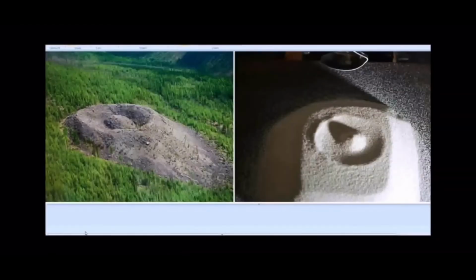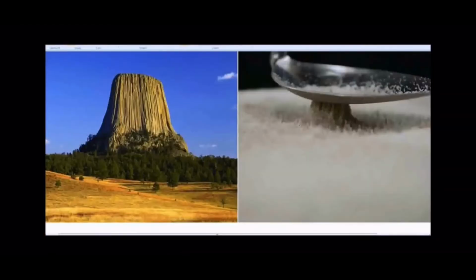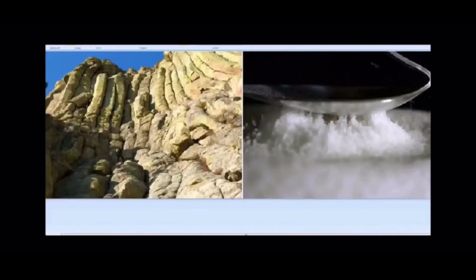We can take a look at some other evidence we have for the formation process. Devil's Tower in Wyoming, you can see the linear stacking of material, just as we do in our other experiments here in the lab. This can also be looked at a little closer, and you can see, well, this is salt, grains of salt that are stacking up just like they are on the Devil's Tower.